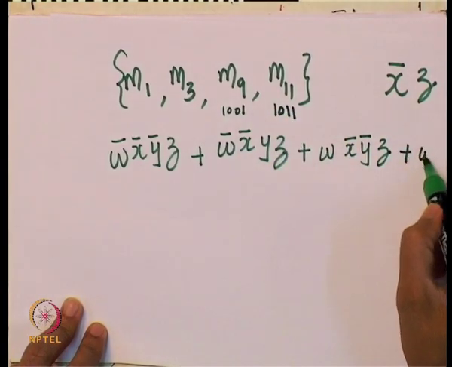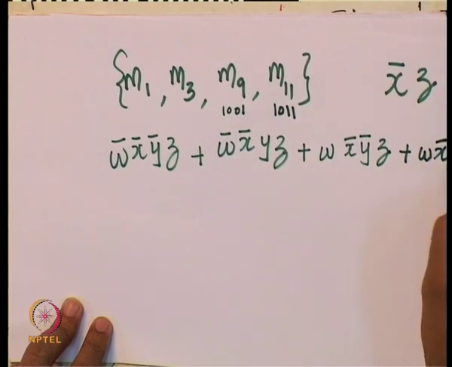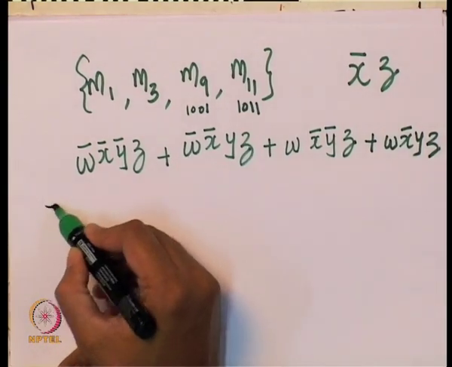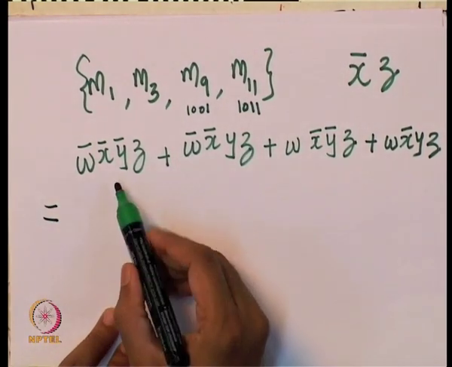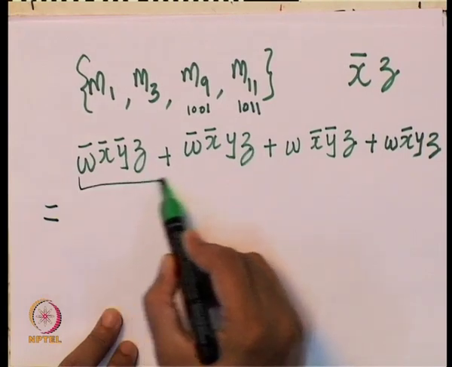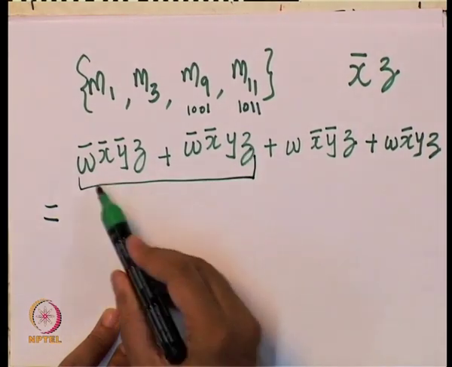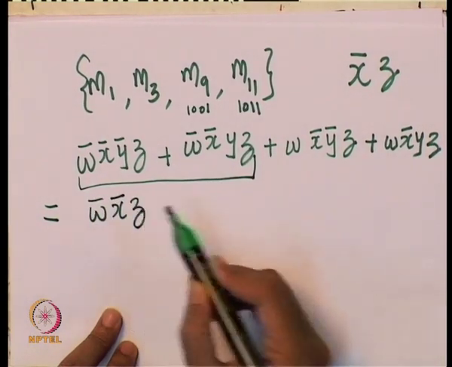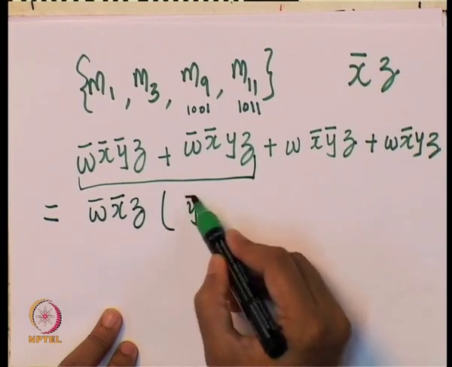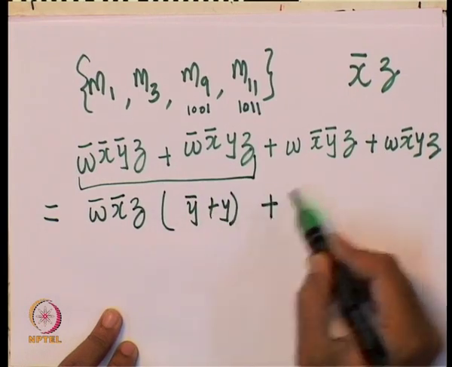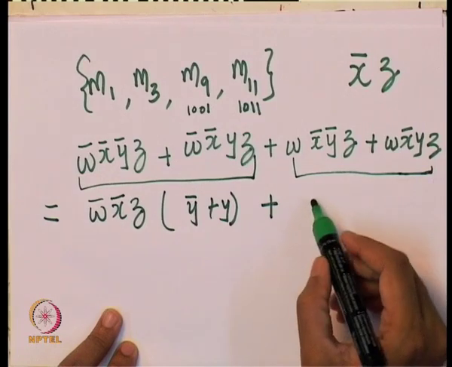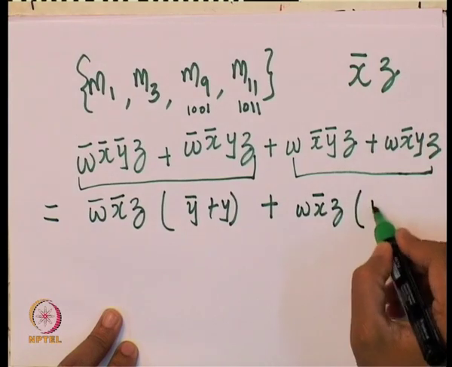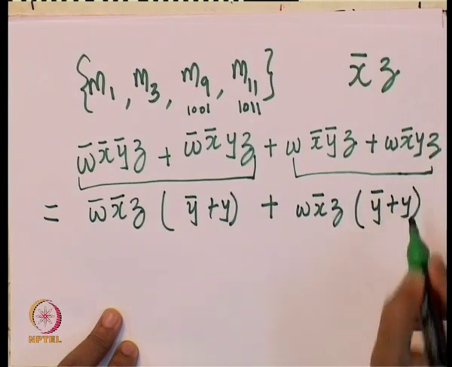So, I can write it as w x bar y and z. So, we have that. Okay. Now, let us see how this can be combined together. If I take these two terms, what do you see common here? W bar x bar z is common, then you have y bar plus y. If I take these two terms here, you can notice that w x bar z is common and you have y bar plus y, do you not, right.